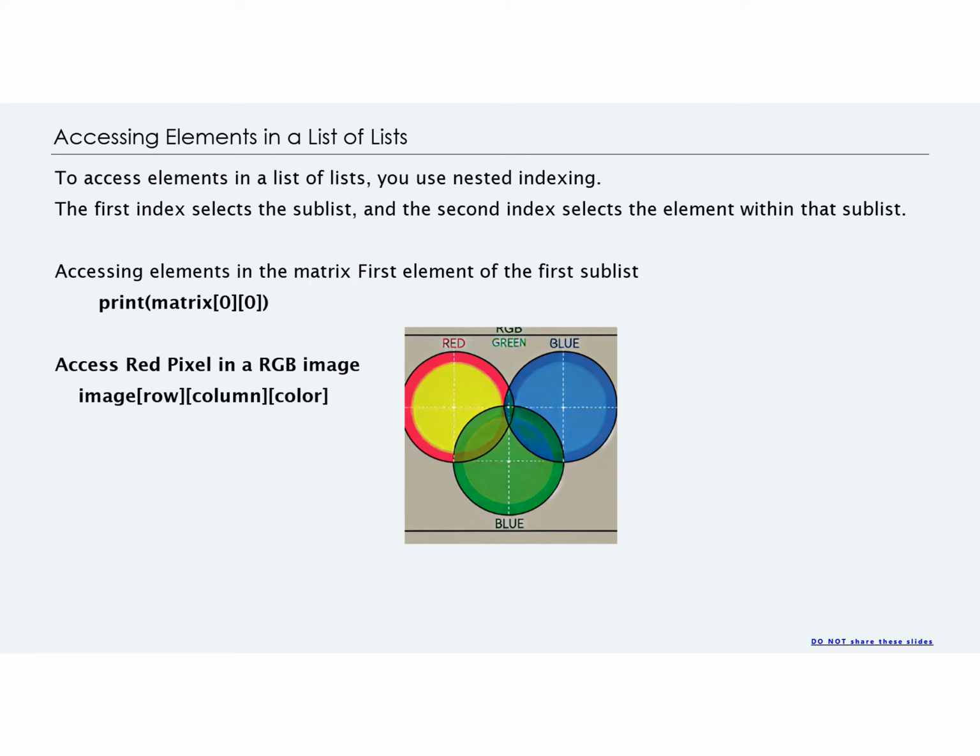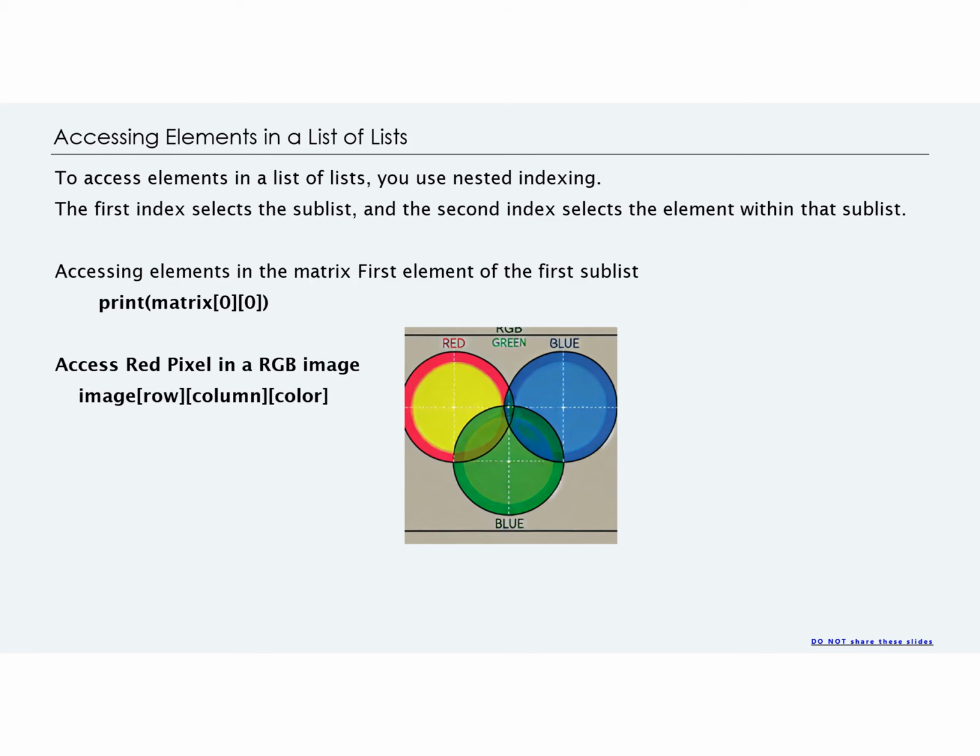When working with a list of lists, accessing individual elements requires nested indexing. Think of it as a two-step process. First, use the outer index to pick the sublist, then the inner index to choose the specific element within that sublist.